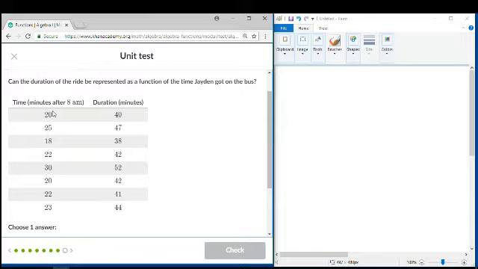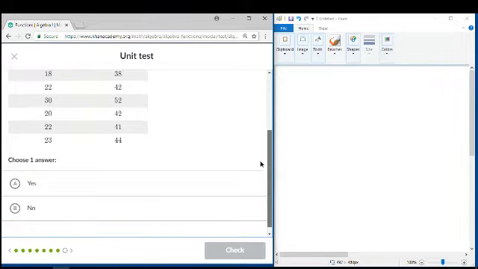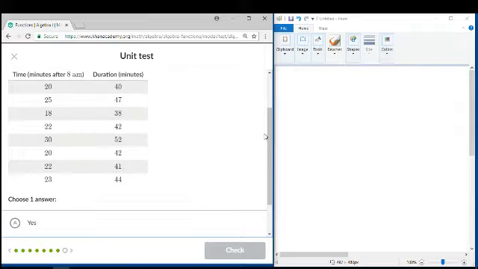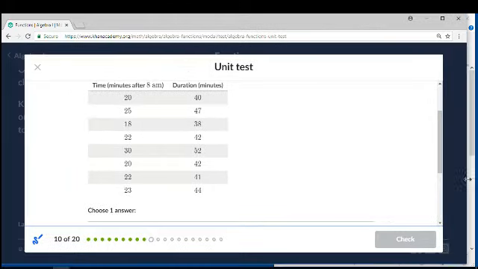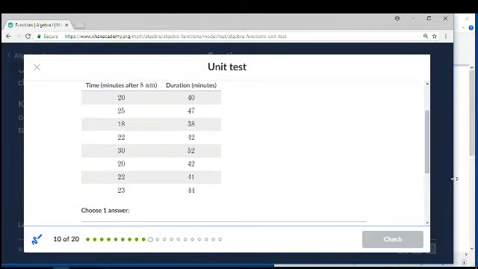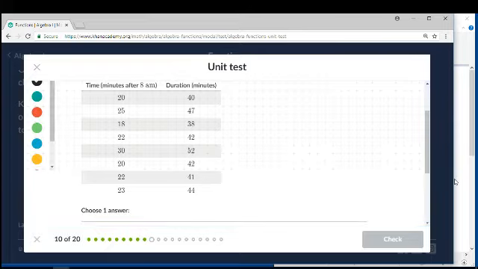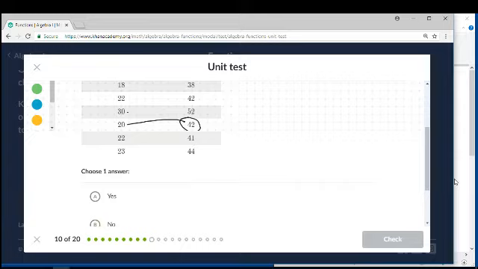So here we have 20, 40, and 20, 42. Because we have 20, 40 and 20, 42, it's going to have inputs with multiple outputs. That makes it not a function. So I'm going to choose the answer no.